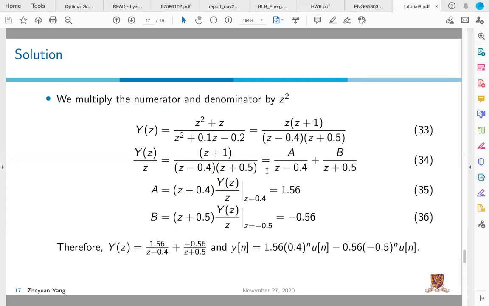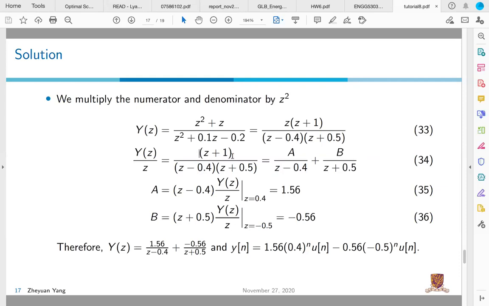And we can split it into two terms. The first term is A divided by (z minus 0.4). The second term is B divided by (z plus 0.5). So how can we get the constants A and B? To calculate A, we observe that the denominator of A is z minus 0.4. So we multiply both the left-hand side and right-hand side by z minus 0.4 so that we can remove the denominator. And we have this term multiplied by z minus 0.4. So when we set z to be 0.4, we can eliminate the constant B here, and also the other term, Y(z) divided by z times (z minus 0.4), is eliminated.